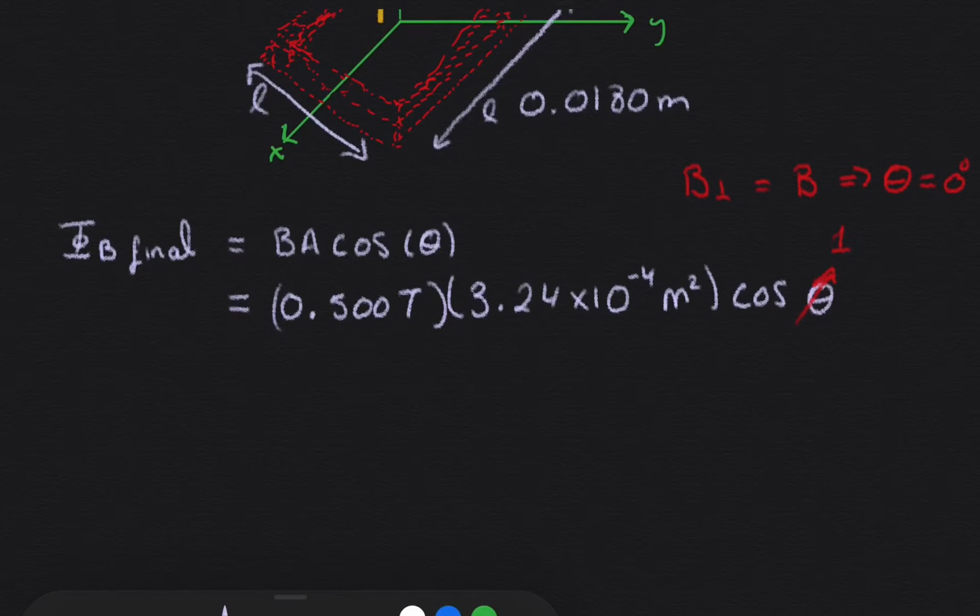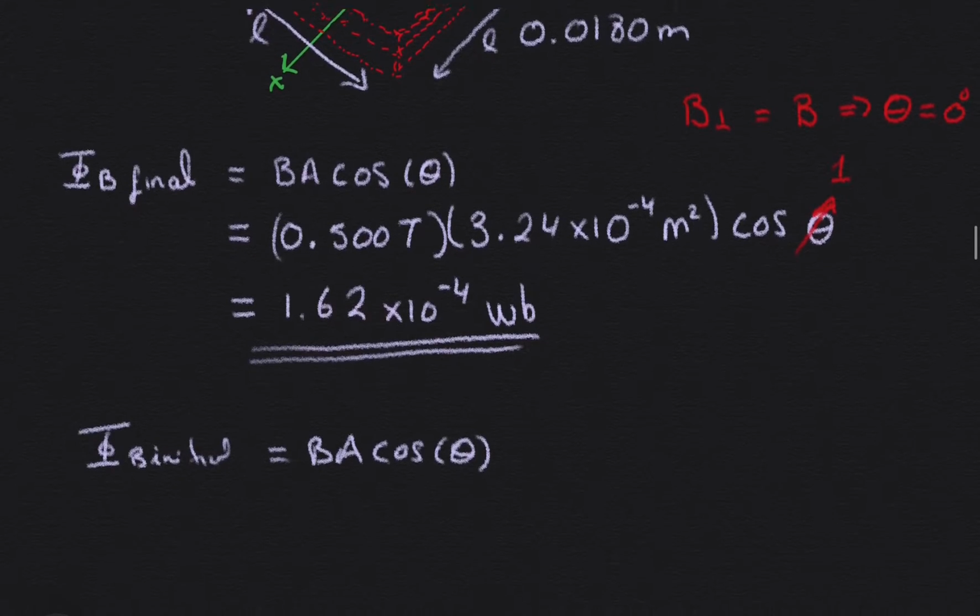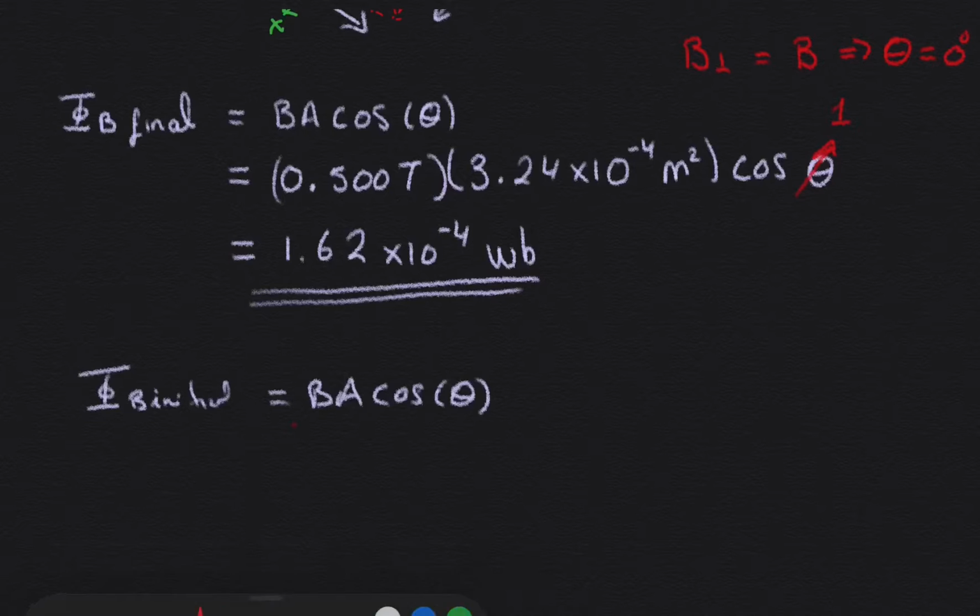Okay, so let's complete this solution. We have the final magnetic flux, which is 1.62 times 10 to the negative 4 Weber. And very quickly, I'll write the initial. The initial magnetic flux is BA cosine theta, but initially the magnetic field is equal to 0. So if the magnetic field is 0, then the initial value is just 0 Weber.